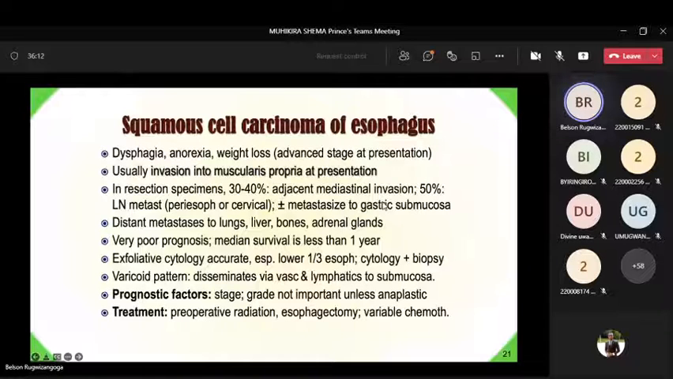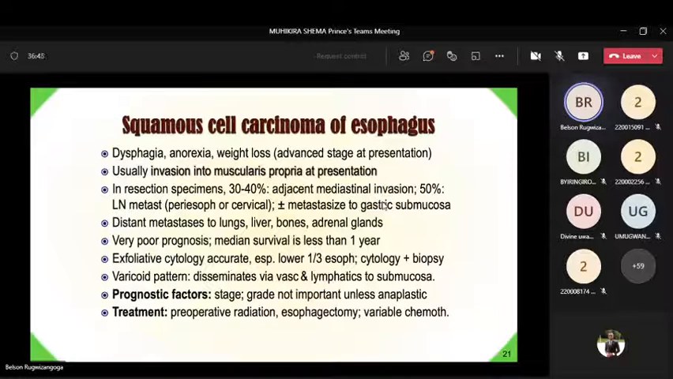There is a pattern or variant of this cancer which is varicoid, meaning that when you do endoscopy or surgery, it looks like varicose veins. You can think they are varicose veins. So there are problems in that they disseminate via vascular vessels and the lymphatics to the submucosa. Now the prognostic factors, meaning the factors which determine who will survive longer or who will not.